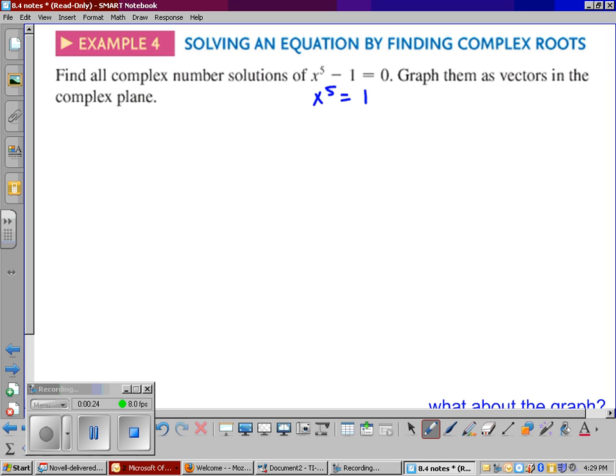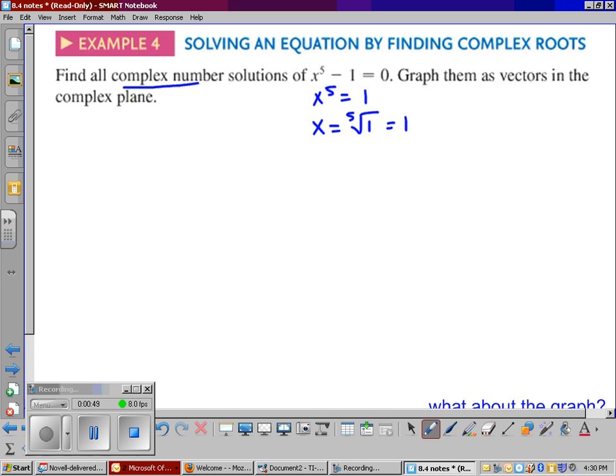And then to solve for x, we would take the fifth root of both sides, and the fifth root of 1 is just 1. Now, there's nothing wrong with that. That is one of our solutions. That is the only real solution. And remember that real numbers and complex numbers belong in the same group. Every number, whether real or imaginary or a combination of the two, is a complex number.